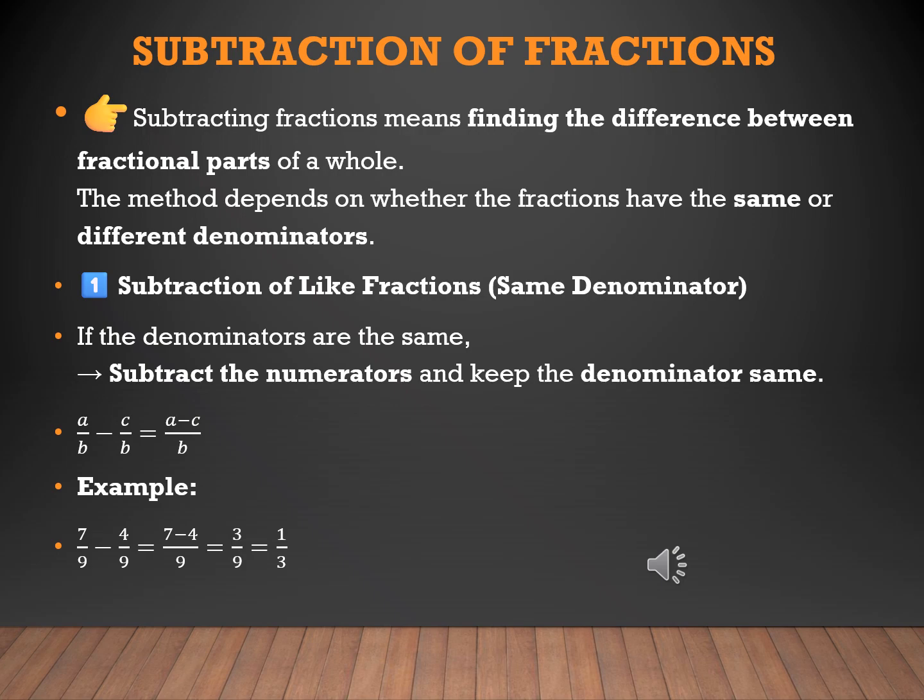For example, 7 by 9 minus 4 by 9 is equal to 3 by 9. And again if we simplify it, the result is 1 by 3. So the difference of 7 by 9 and 4 by 9 is 1 by 3.